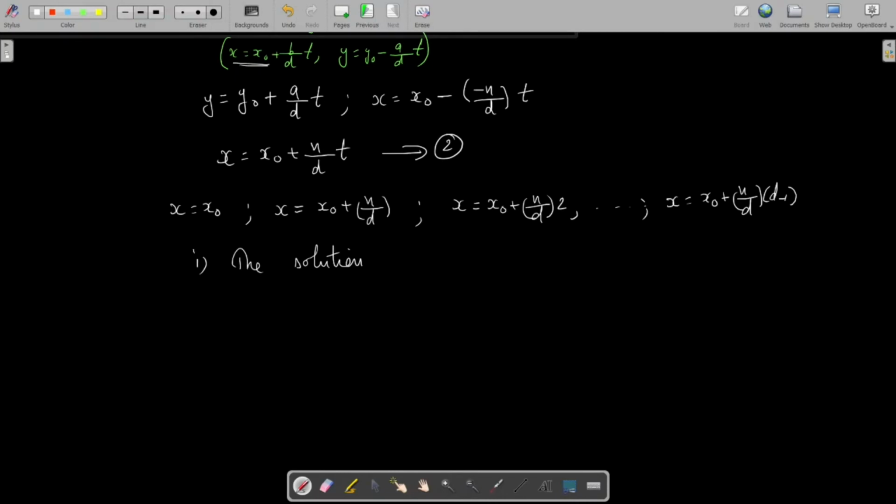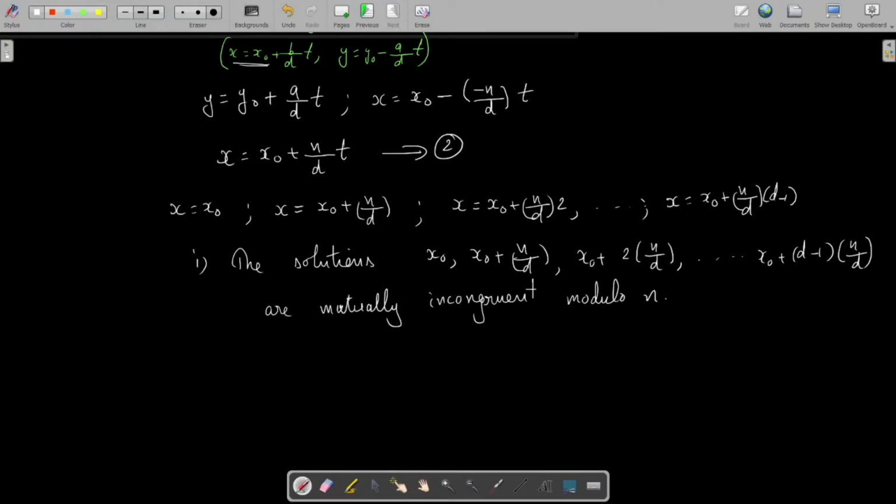As a first result, we will show that the solutions x naught plus n by d, x naught plus 2n by d, etc., x naught plus d minus 1 into n by d are mutually incongruent modulo n. So we will take two arbitrary solutions among this list and we will show that they are mutually incongruent.